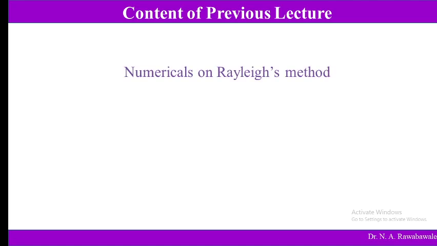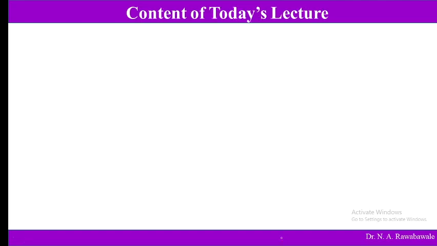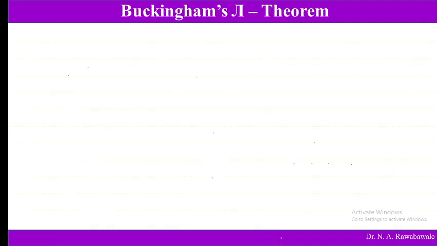So in the previous class we have seen some of the numericals on Rayleigh's method for dimensional analysis. Now today we will discuss the second method, that is Buckingham's Pi theorem. So what is this Buckingham's Pi theorem, and why should we prefer it?